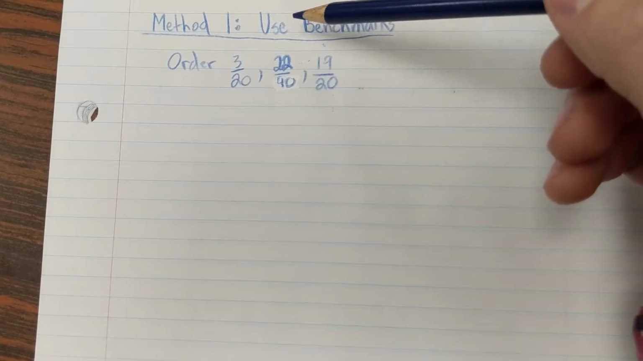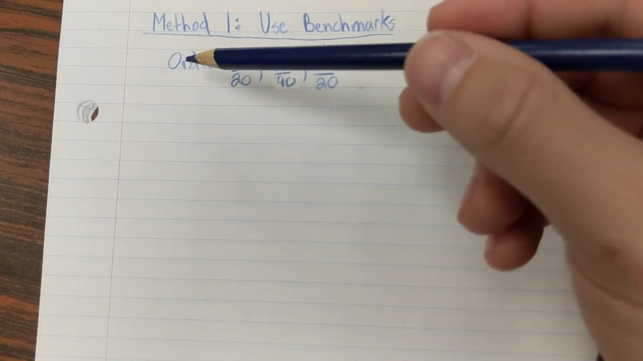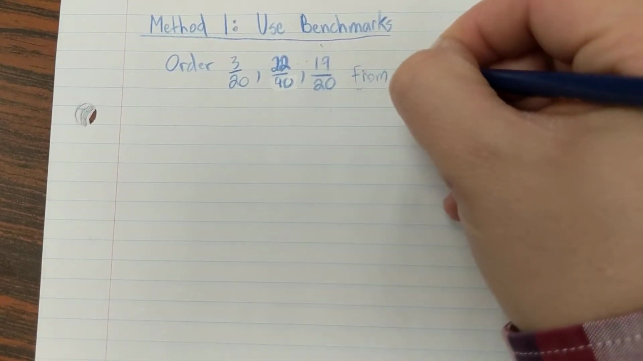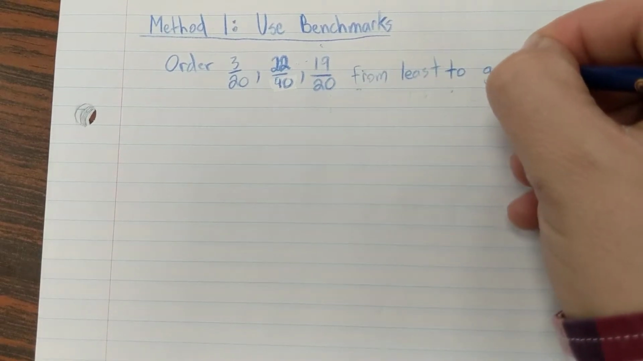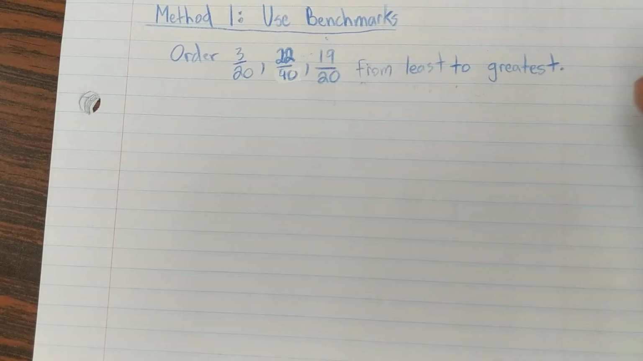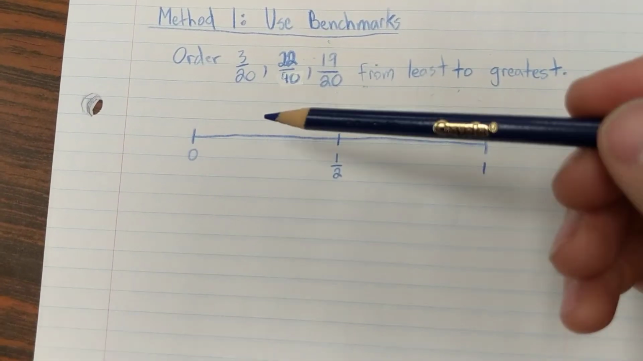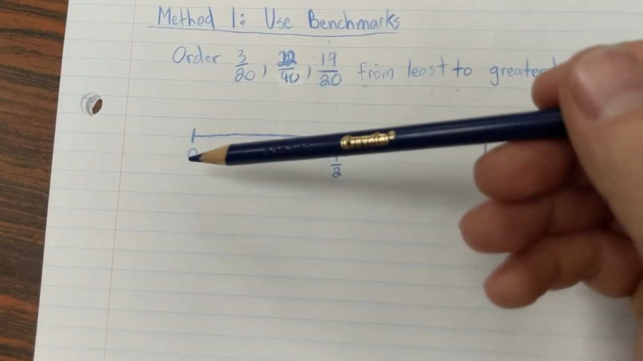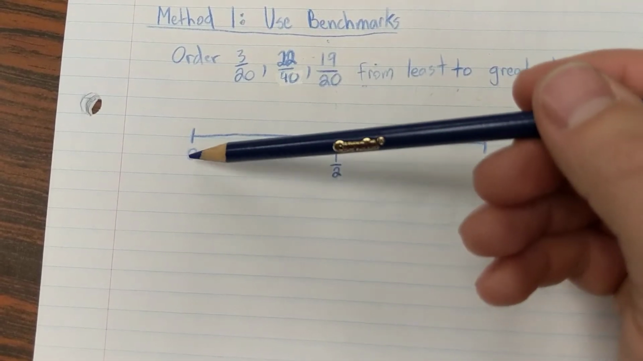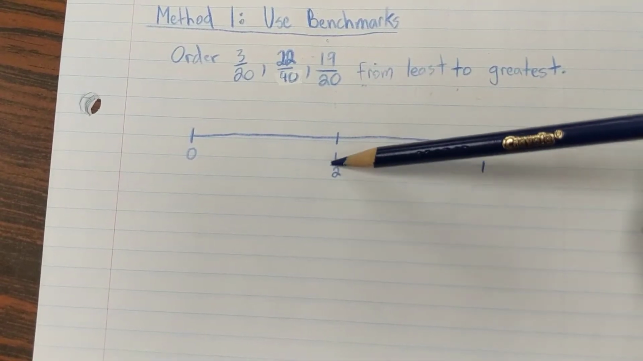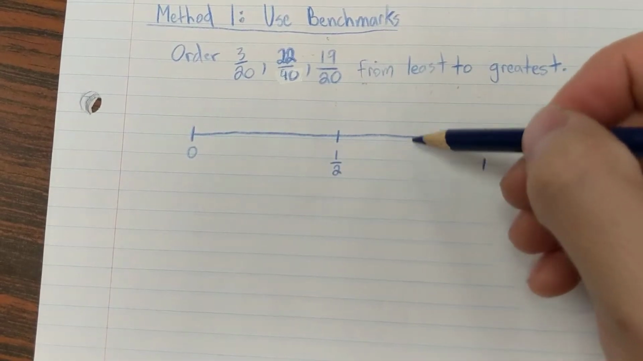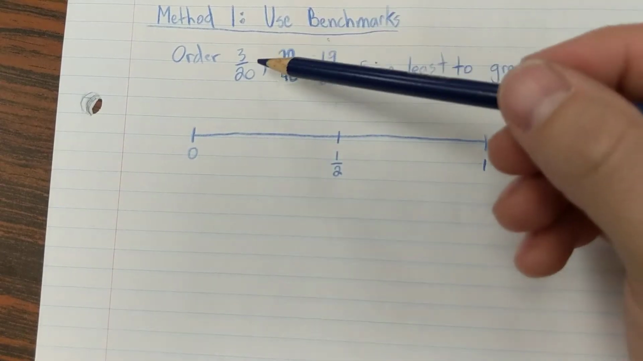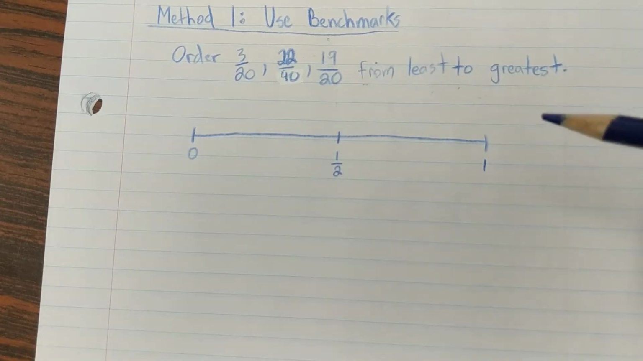So method 1 would be to use benchmarks. I'll explain what those are in a bit. We're going to order these fractions from least to greatest. Sometimes it'll be the opposite. Here we go. Now, fractions ordered using benchmarks, we kind of set up a number line where we have different portions in between. So we have 0 and we have 1, and we know that halfway between would be a half. If we need to, we could go further and put in a quarter over here and 3/4 over here, and keep splitting them up as much as we need to be able to determine whether these are in different orders.